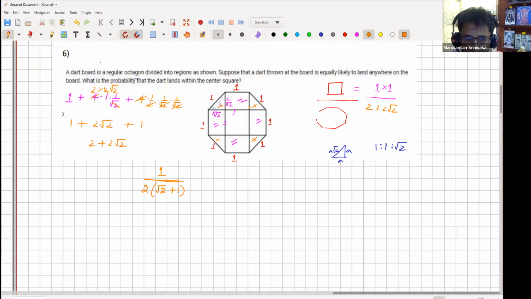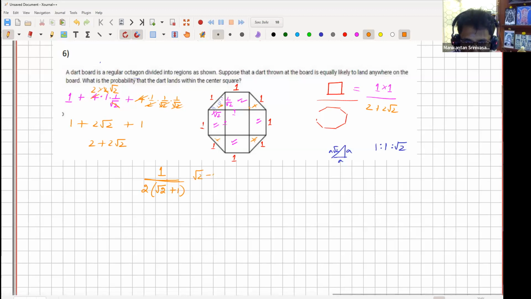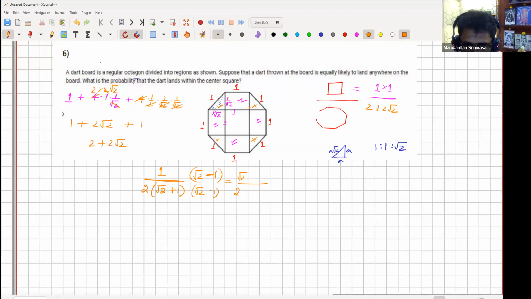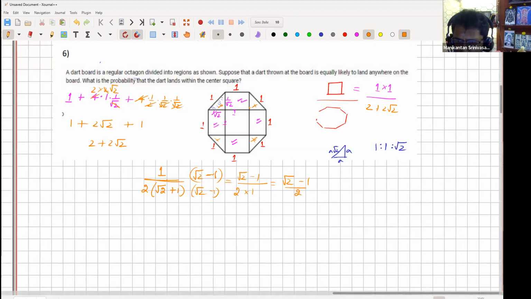I can leave it here, depending on what the choices are, or very likely they won't want roots in the denominator. I'll multiply by the conjugate. So I'll multiply and divide by root 2 minus 1. This becomes 2 minus 1 in the denominator, which is 1. And in the numerator is root 2 minus 1. So it's root 2 minus 1 upon 2. Root 2 is approximately 1.414. 1.4 minus 1 is 0.4. So 0.4 by 2, which is roughly around 1/5.